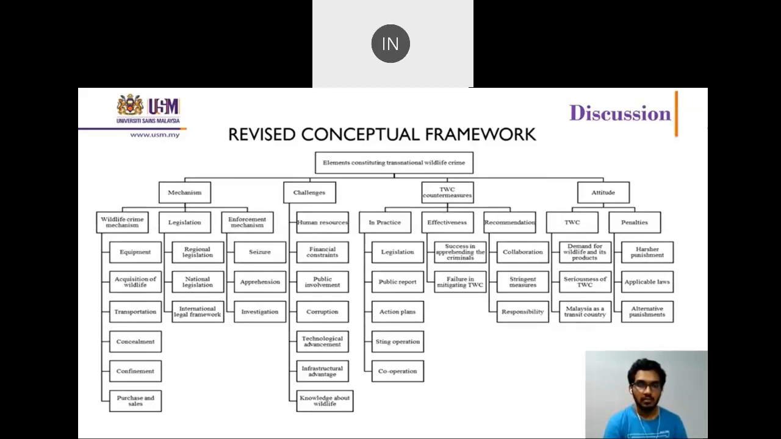The seven challenges identified were lack of human resources, financial constraints, public involvement, corruption, technological advancement, infrastructural advantage, knowledge about wildlife. The transnational countermeasures were the in-practice countermeasures, the effectiveness of the countermeasures, the recommendations to improve those countermeasures, whereas the attitudes identified were attitudes towards transnational wildlife crime and attitudes towards penalties.